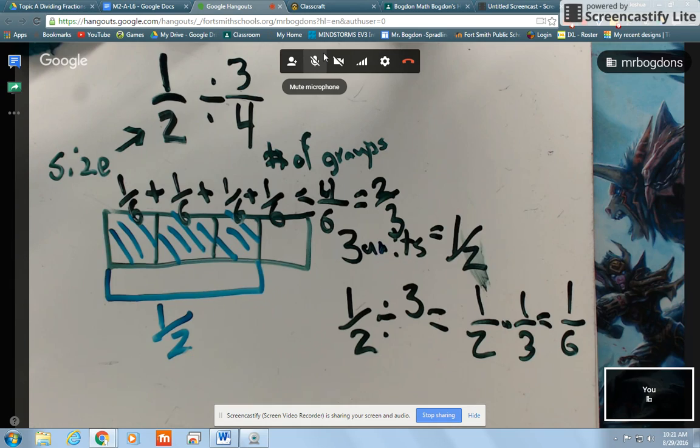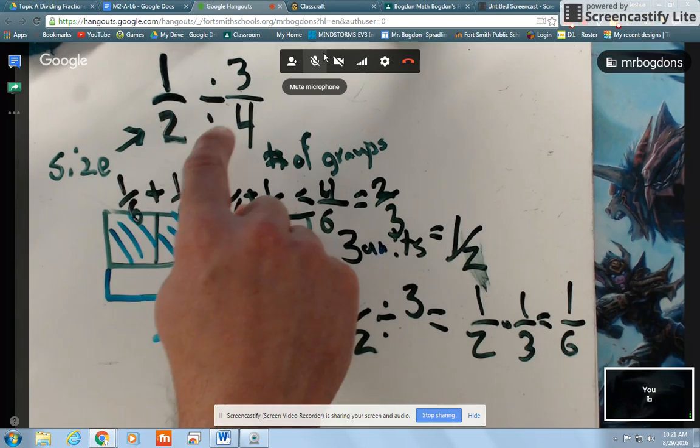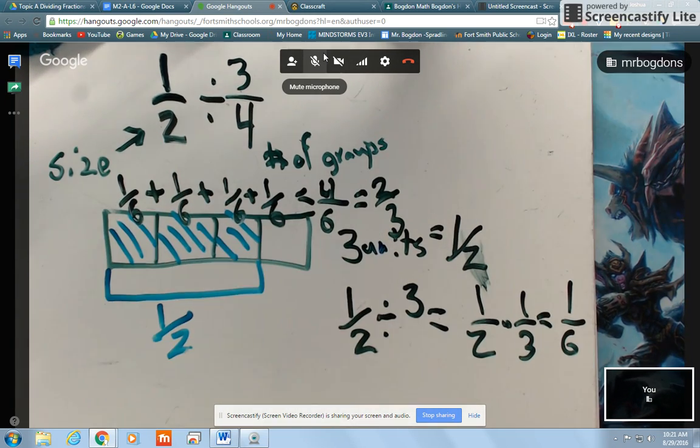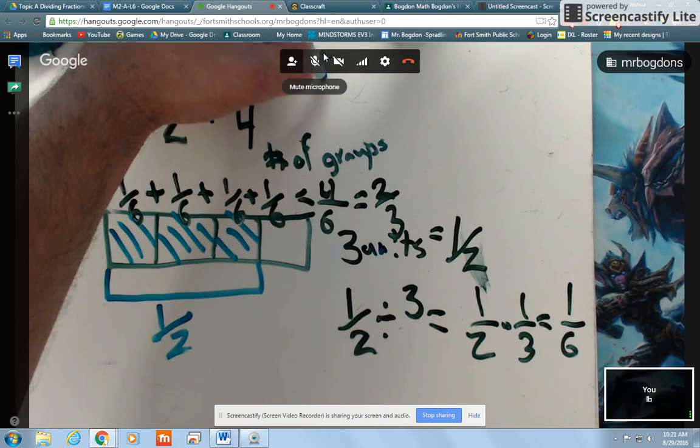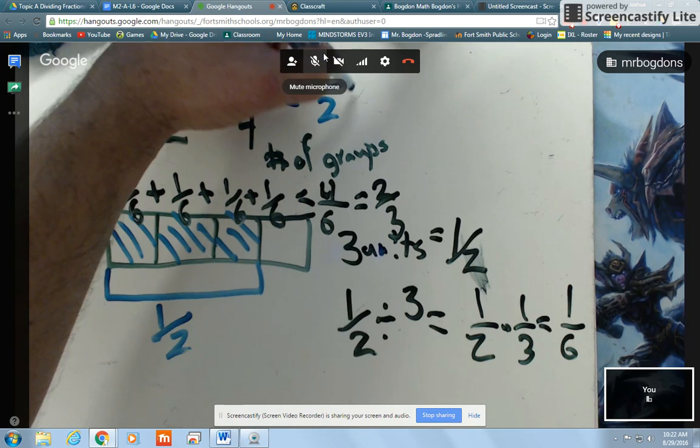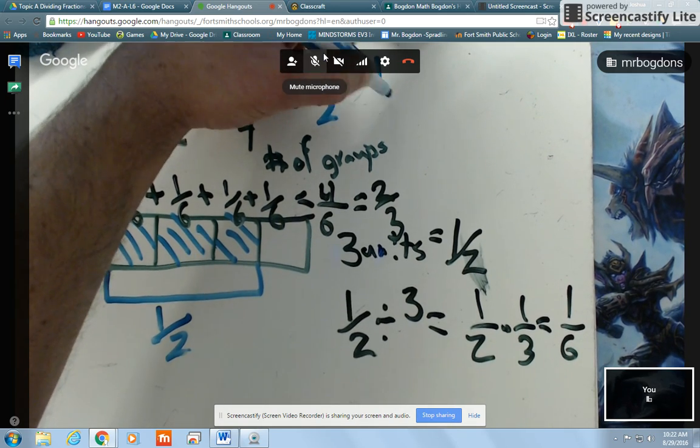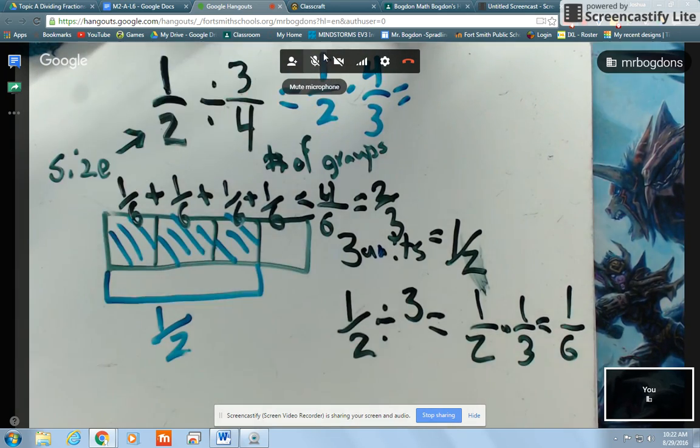What's the math? How can we rewrite this as a multiplication expression? Someone other than the people that are always participating. Ephraim. So this is equivalent to saying 1/2 times 4/3. Okay, well, remember I always ask you guys to reduce before you multiply? Yes.